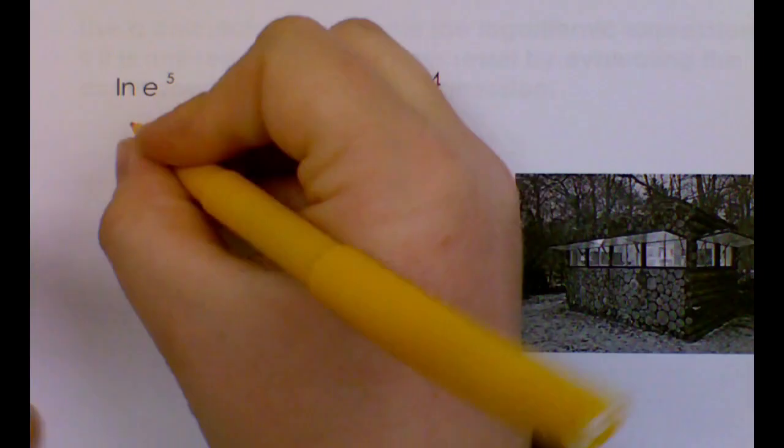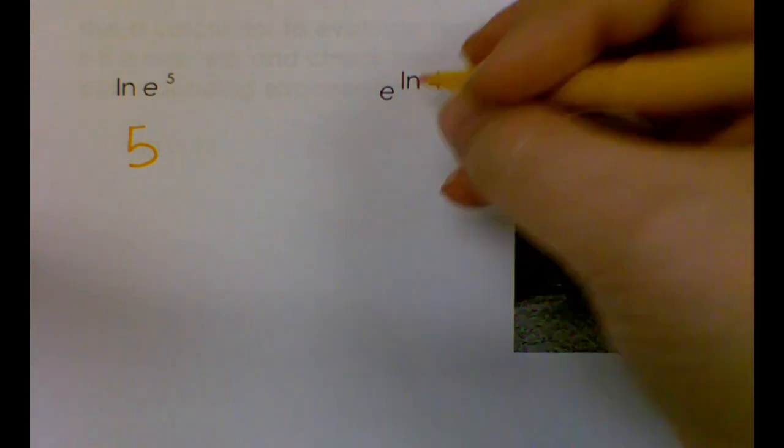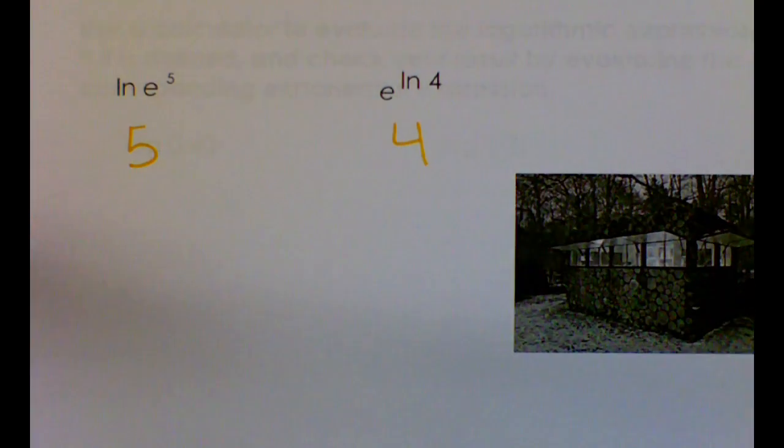ln of e to the 5th power. Well, my log and my exponent have the same base, which means they cancel, leaving me just 5. e to the power of ln of 4. Exponent and logarithm with the same base, they cancel, leaving me just what was inside the logarithm, which is 4.